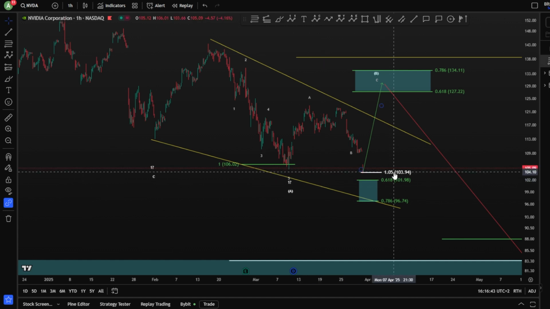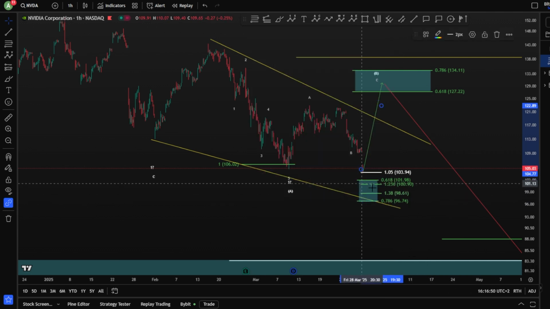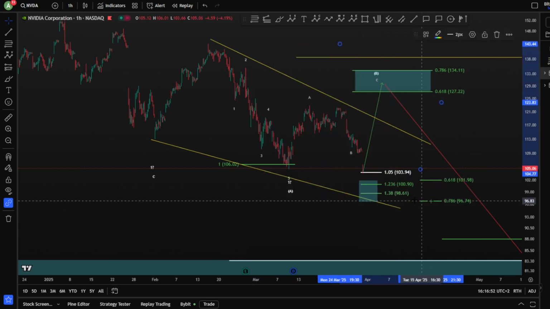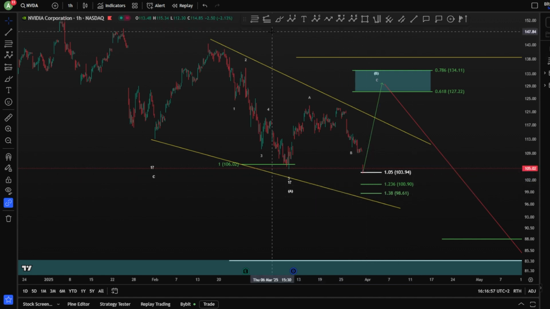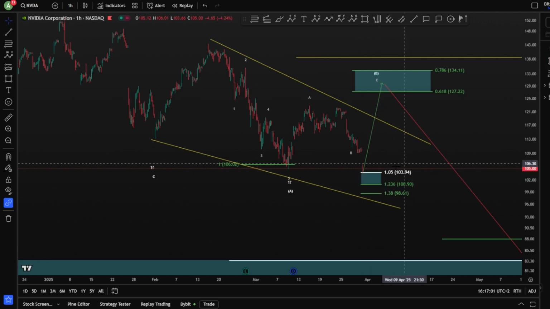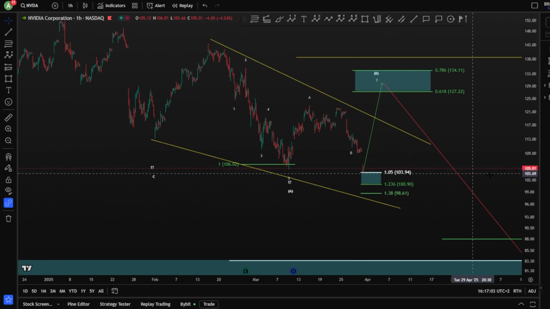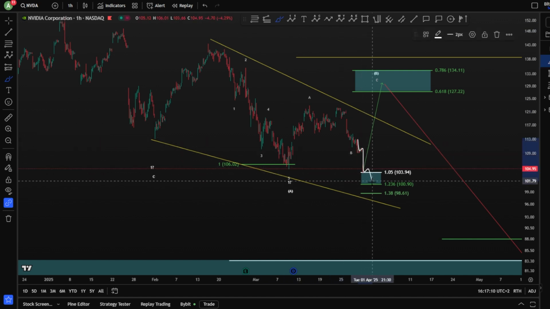However, don't forget that the 1.05 is the minimum target for an expanding flat in a wave B. Meaning, it can still be possible that the price still takes lower before moving toward the upside. And why I'm saying this, because if this is a wave 5, meaning this is 1, 2, 3, 4, and a 5, you're still missing one more leg toward the downside.